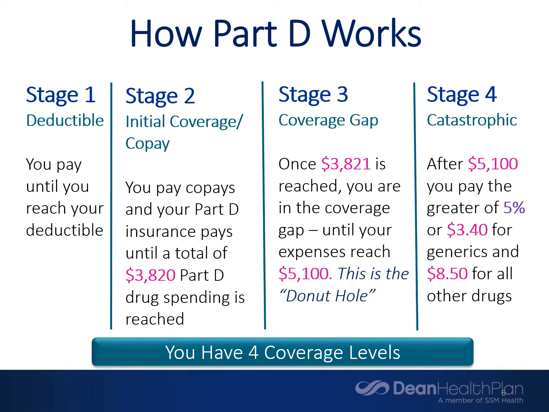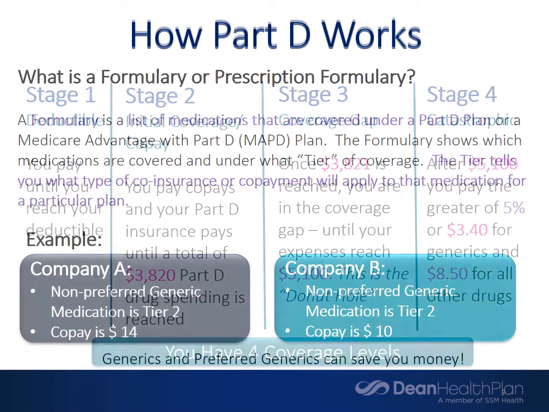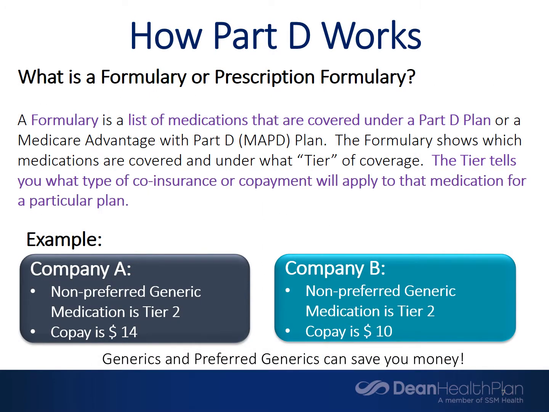The insurance company will send out an explanation of benefits on the prescription side to give you a heads up on where you are in each stage. What is a formulary or prescription formulary? A formulary is a list of medications that are covered under a Part D plan or a Medicare Advantage Part D MAPD plan. The formulary shows which medications are covered and under what tier of coverage. The tier tells you what type of coinsurance or copayment will apply to the medication for a particular plan.